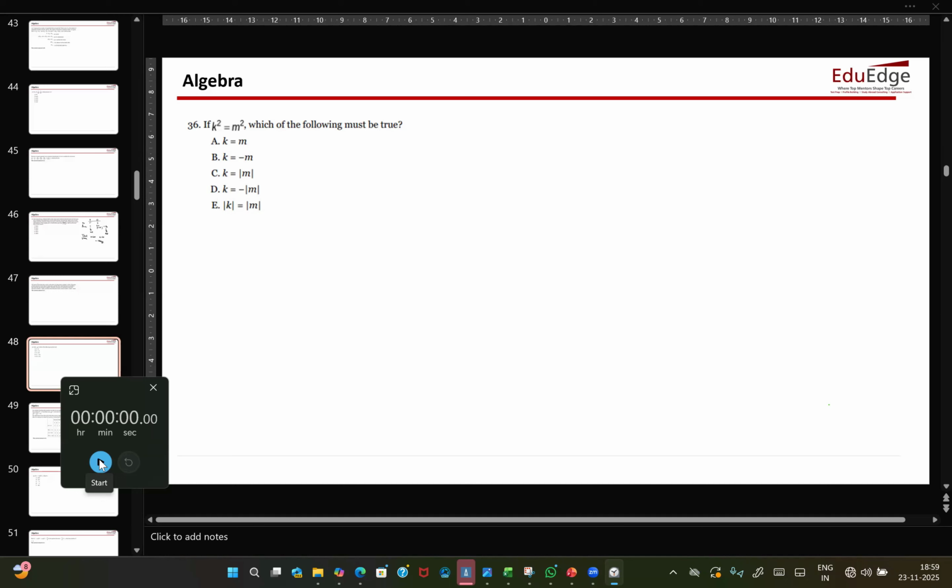To solve this algebraically, how will you solve it? I mean, logically it's E. See, if I take a root on both sides, it will give me k is equal to m, but it's also possible that one of them is negative. Plus minus, yeah. So that's why I cannot say it's A.